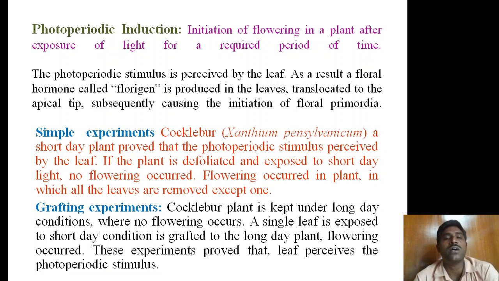Next, grafting experiments also support that leaves are the parts which perceive the photoperiod. A cocklebur plant is kept under long day conditions where no flowering occurs. Generally, it is a short day plant, but there is no flowering in long days. A single leaf exposed to short day condition is grafted to the long day plant. As a result, flowering occurs. That means leaves perceive the short day condition. Through the grafting, the stimulus is translocated into the grafted plant. These two experiments proved that leaves perceive the photoperiodic stimulus.